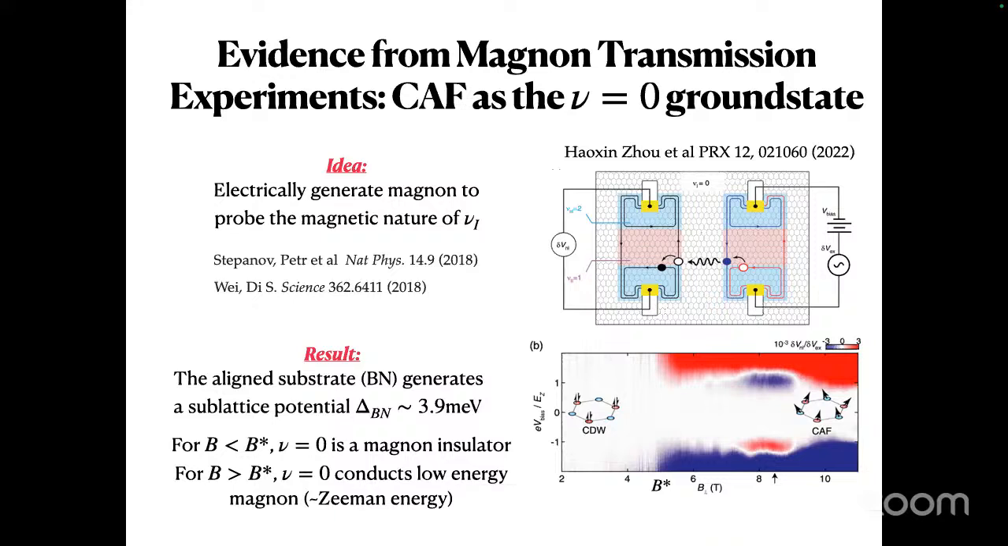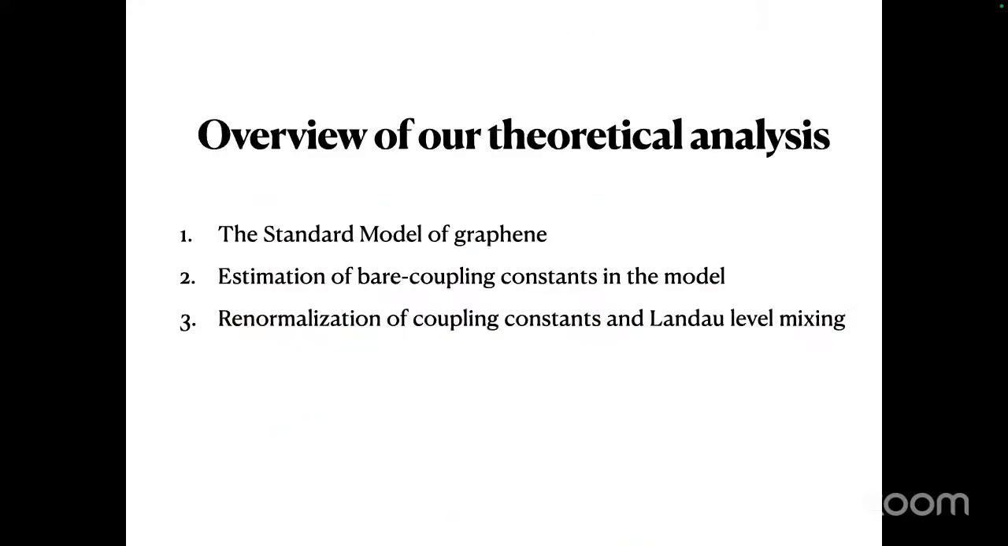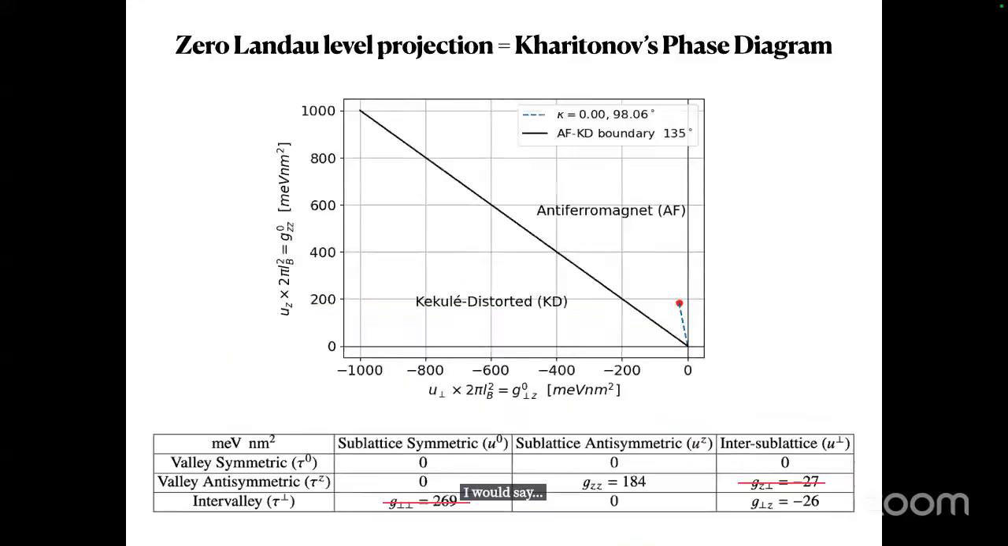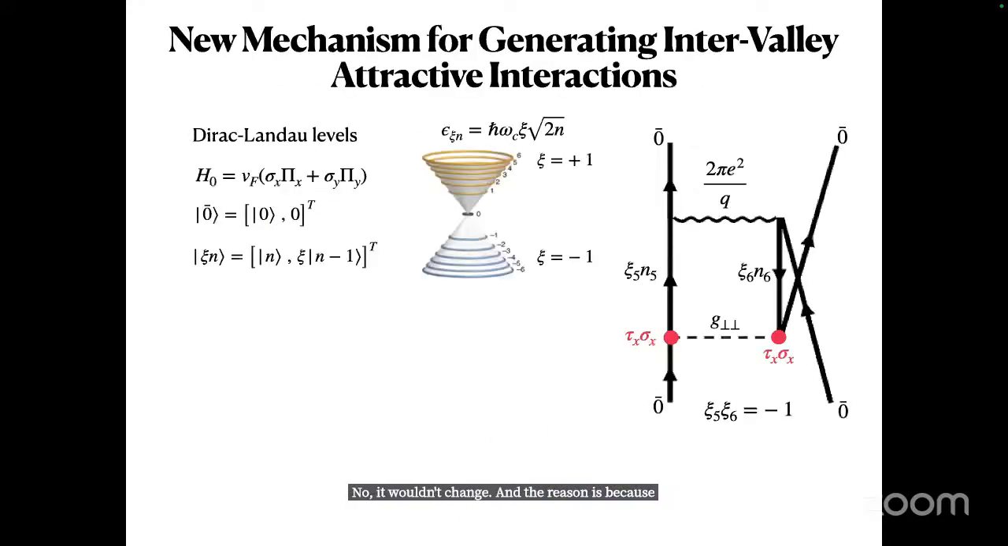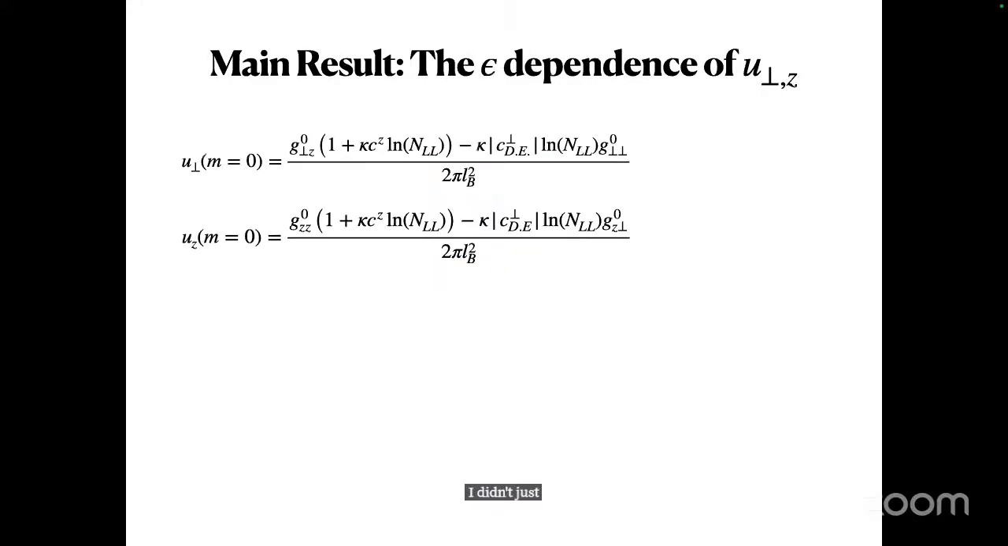Okay. So you said this attractive interaction is a relativistic phenomenon. Does it mean that if you had a mass term in the Hamiltonian, this would change or not? I would say no, it wouldn't change, and the reason is because of things I didn't discuss.